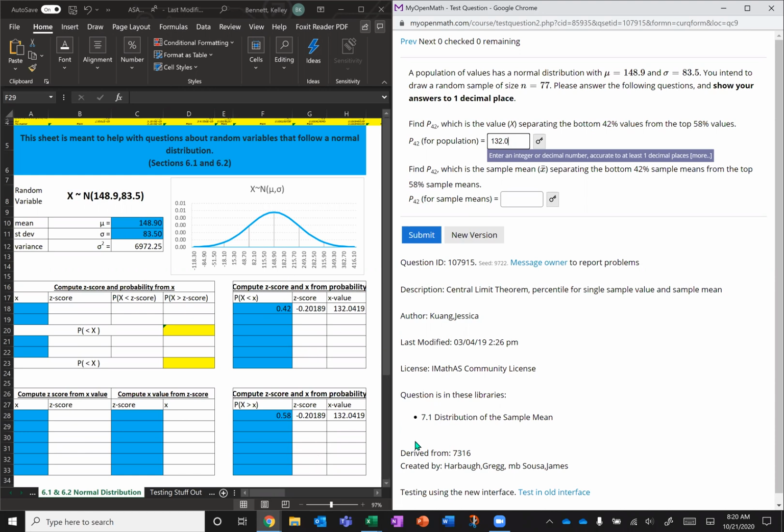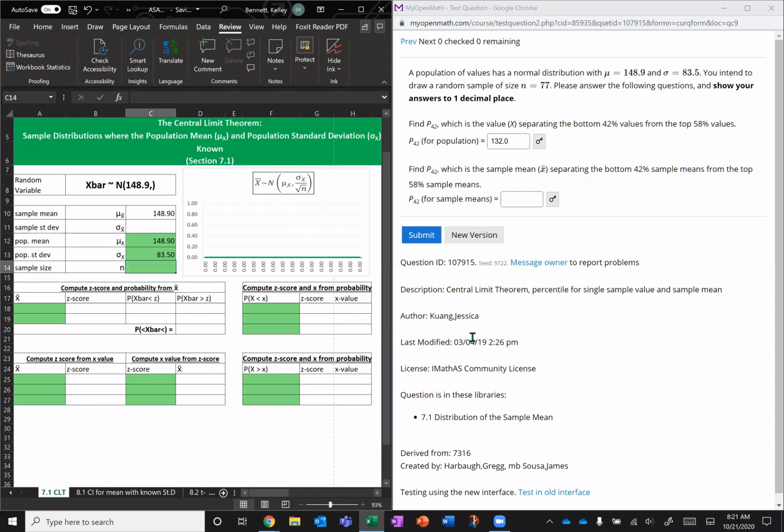And then the next question is asking about the sample distribution. So here we have a place where we can compute information for the sample distribution. And the added piece of information we need to include here is the sample size, 77. Now, some of us may have gotten hip to the fact that we can actually use this even when we don't have a sampling distribution, and I'll show you how in a second. So we still want to put in our 0.42 to the left.